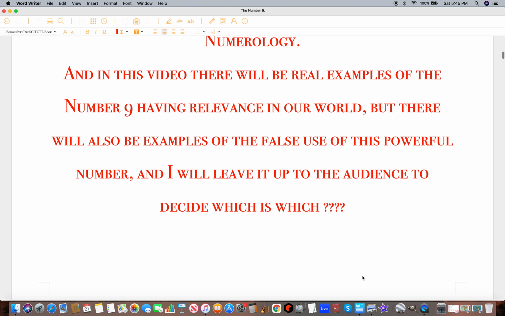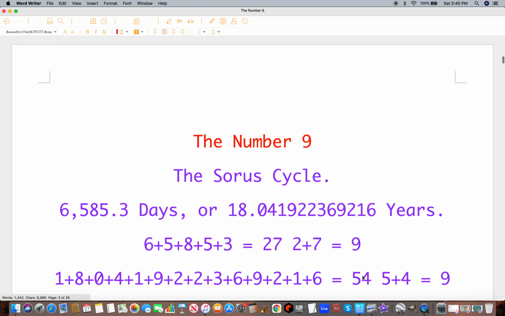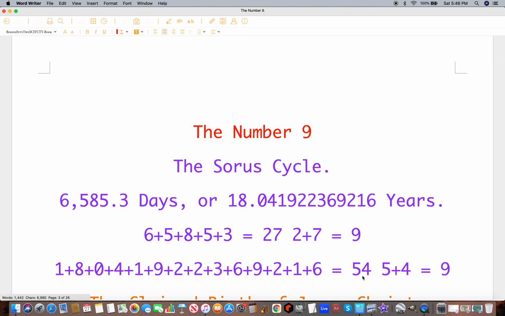So here we go. The number 9, right? We start with the solar cycle. The solar cycle, as those who know, is the cycle that is based on eclipses, or it's the calculation of eclipses, okay? So the solar cycle has 6,585.3 days, or 18.041922369216 years. So the solar cycle works off of a just over 18-year cycle.